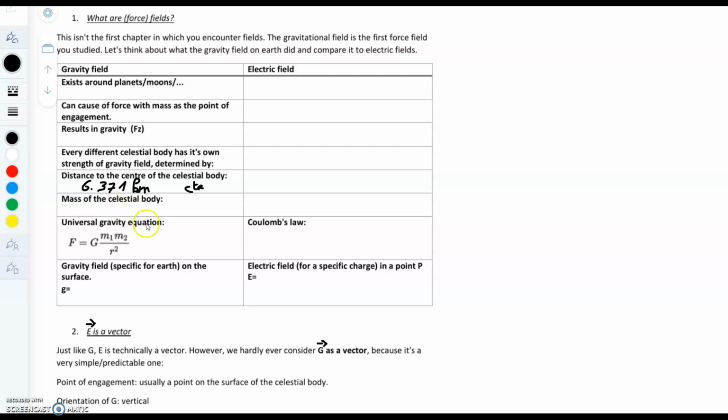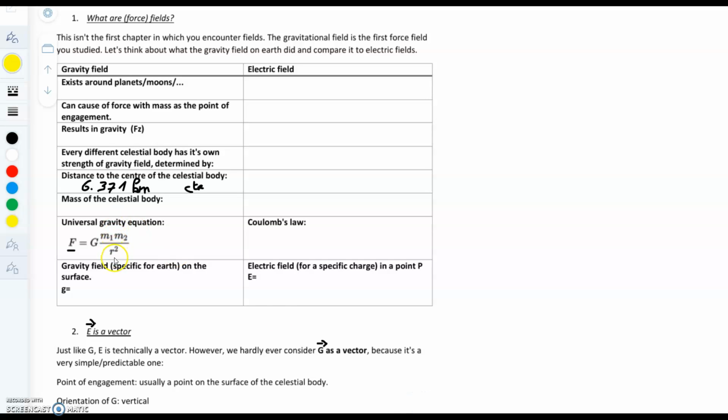Right? This leads to an equation that you are probably not as familiar with, the universal gravity equation. And what is the universal gravity equation? Well, it calculates the amount of gravity force between two objects, one with mass 1 being your celestial body, and the second one is your own mass in this case.